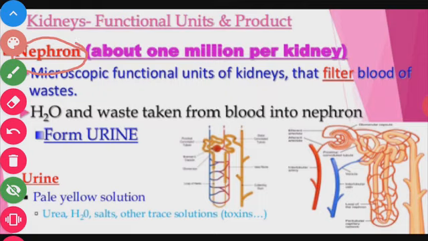Water and waste are taken from the blood into the nephron. The water and the wastes that are present in the blood are taken into the nephron, and those wastes are excreted through the urinary system. Nephrons are the functional units of the kidney.